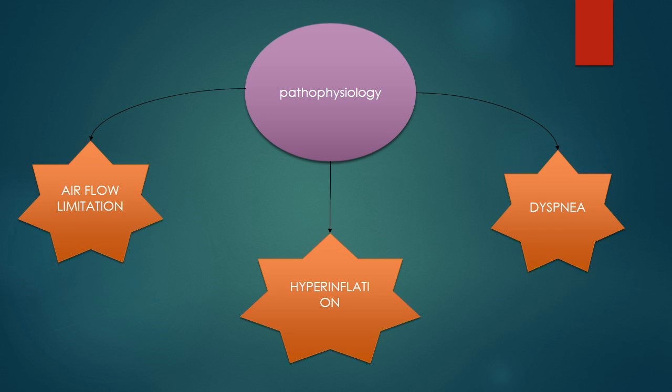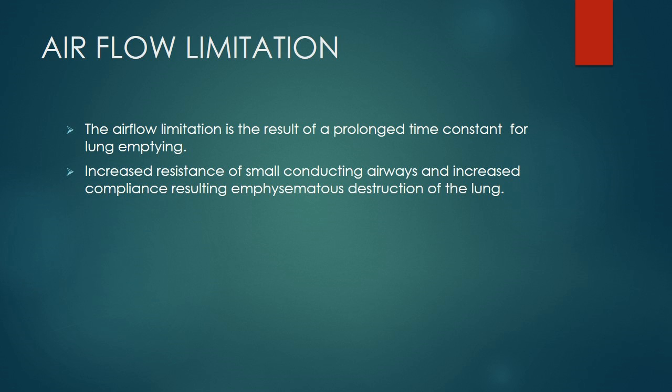There are three pathophysiology features of chronic obstructive pulmonary disease (COPD): airflow limitation, hyperinflation, and dyspnea. Airflow limitation. The airflow limitation that defines chronic obstructive pulmonary disease is the result of a prolonged time constant for lung emptying, caused by resistance of the small conducting airways and increased compliance of the lung as a result of emphysematous destruction. The lesions are associated with a chronic innate and adaptive inflammatory immune response of a host to a lifetime exposure of inhaled toxic gas and particles.